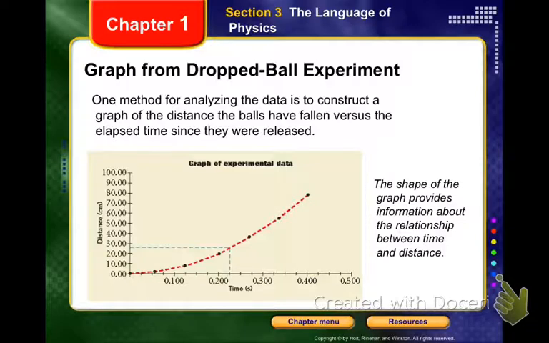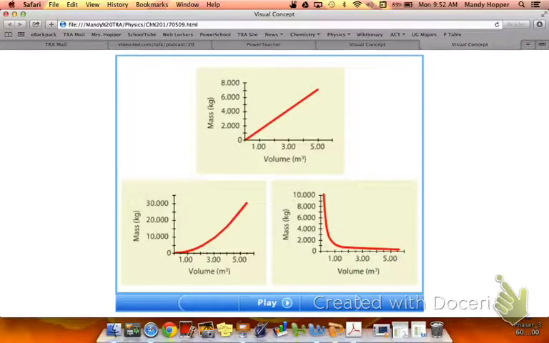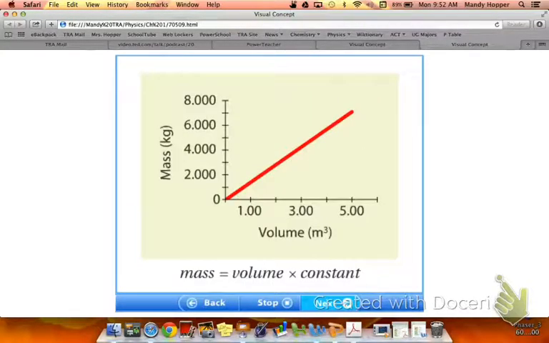A lot of what we do, especially dealing with velocity and acceleration, we'll go through tons of scenarios where sometimes it's constant, sometimes it's linear, sometimes it's exponential, and we'll get different types of plots, and we'll look at those today. A graph can tell you about the relationship between sets of data. This graph shows a linear relationship. As the mass increases, the volume increases.